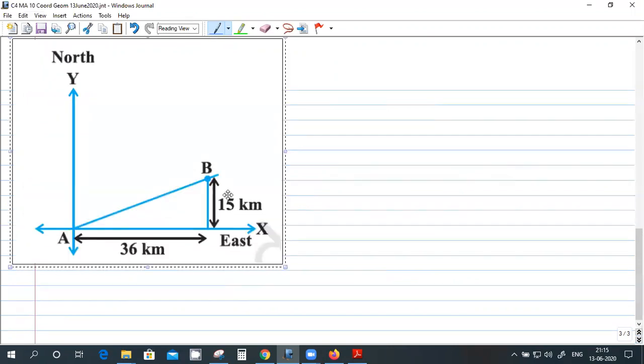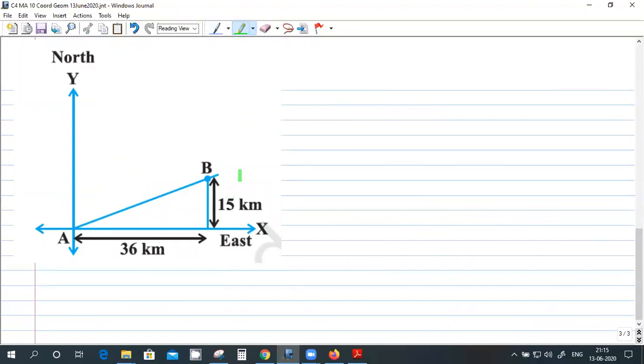15 is 3 times 5, and 36 is 3 times 12. So you know this standard right angle triangle with 5, 12, and 13. So this thing should be 13 times 3. It's easier to calculate this way rather than handling big numbers. We try to break it like this, and it can be easier. This you have to remember.